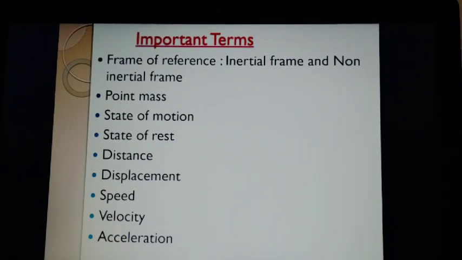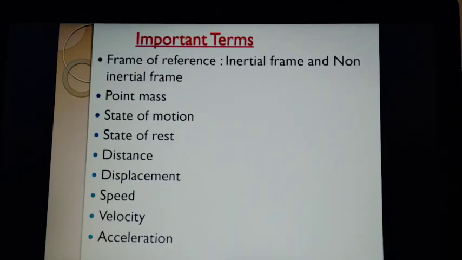And what is the unit of distance? Meter. What is the unit of displacement? That is also meter. And what is the relation between distance and displacement? Distance is the total path length covered between 2 points. What is displacement? The straight distance between those 2 points. So displacement is always less than or equal to distance. That you can imagine how it will be. Distance is always greater than or equal to displacement.